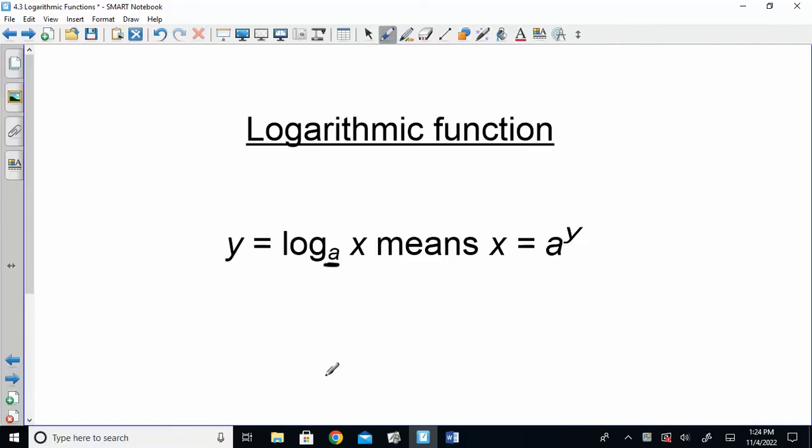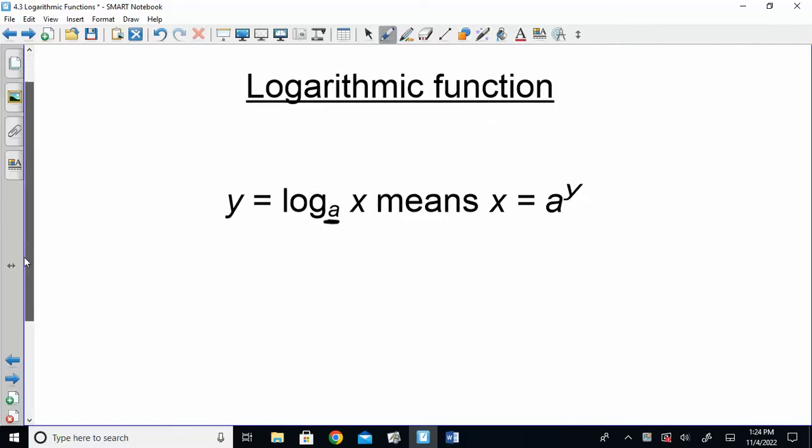So the base of the log is the same as the base in the exponential. So it's a to the y equals x. A log is giving us the missing exponent, essentially. When you write these, the base is a subscript, so it should be a small number down there.